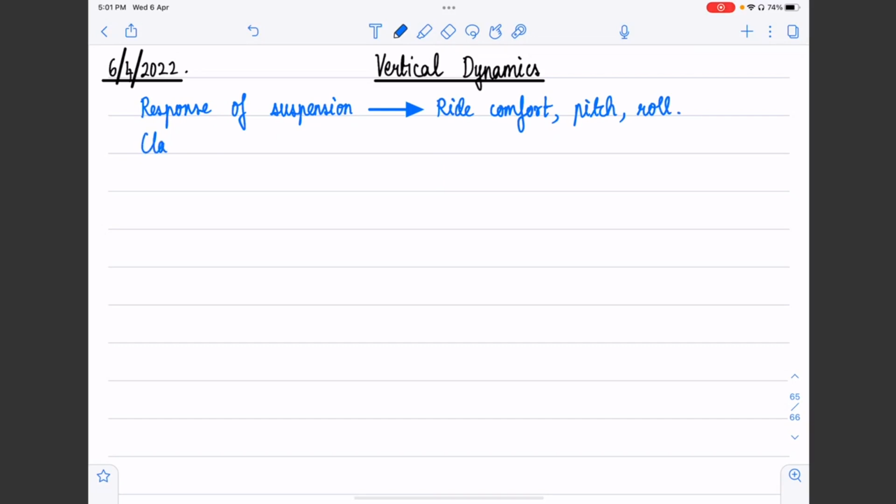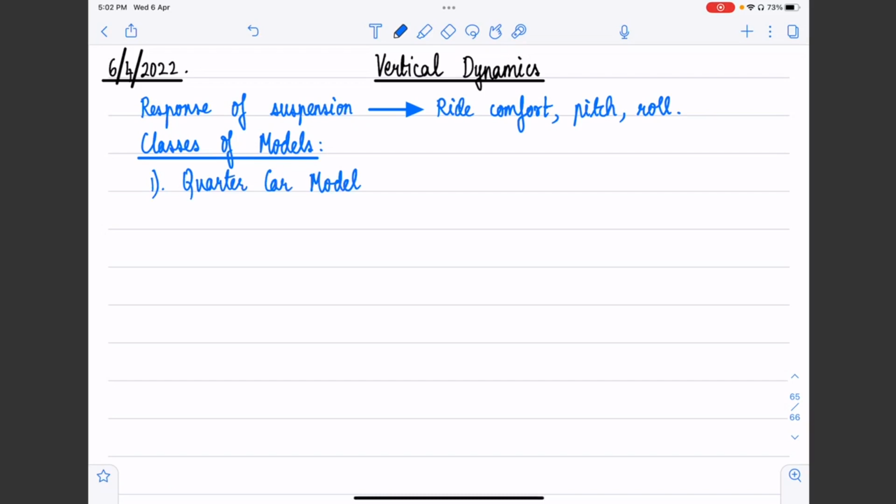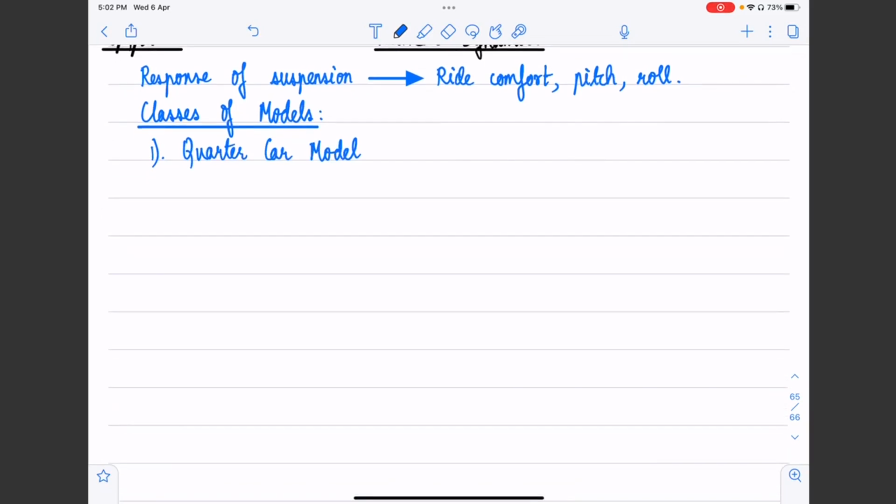In this analysis of vertical dynamics, there are different classes of models that one would be looking at. Okay, so what are the different classes of models and what are their applications? The first one is what is called a quarter car model. As the name indicates, if we consider a typical car, it will have 4 suspension units, right, at each wheel assembly. So a quarter car model considers 1/4 of the vehicle, and models what happens to the response at that particular suspension.